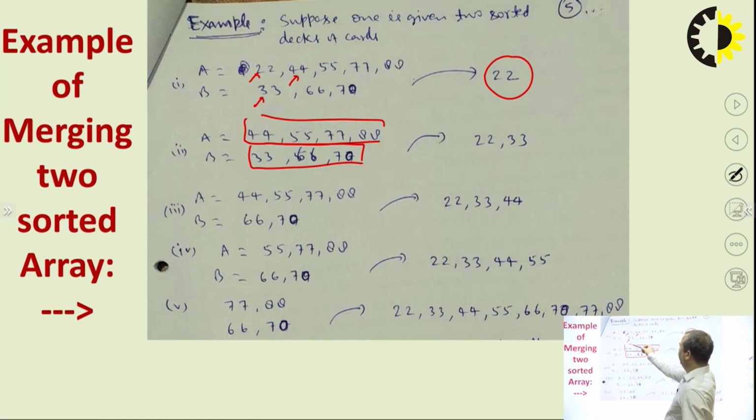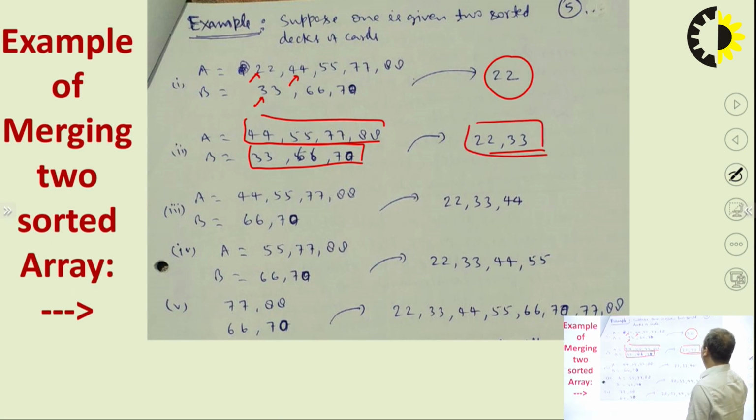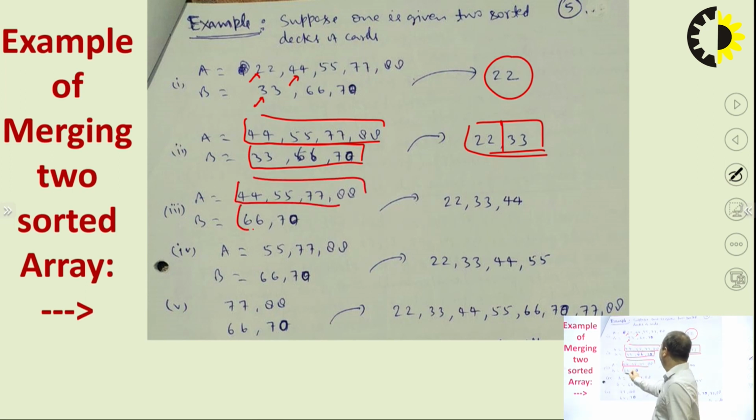Again we compare the corresponding elements. Which one is lesser, 44 or 33? 33 is lesser, so we put 33 into the C array, and the resultant array will be like this. Two elements have been sorted. The same process we apply. The remaining elements of A remain as such, and B will be this. Again, which one is lesser? 44. 44 comes here.